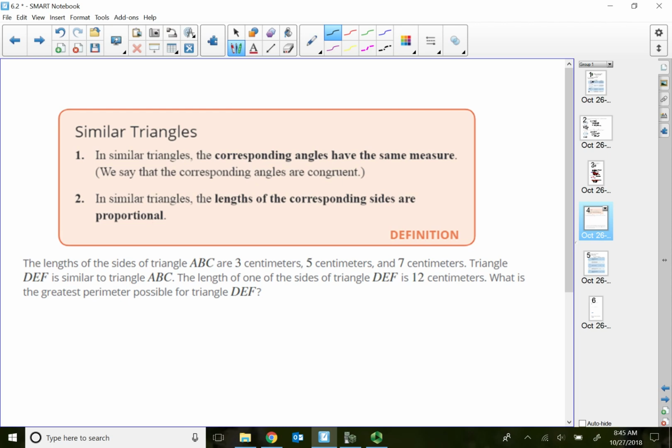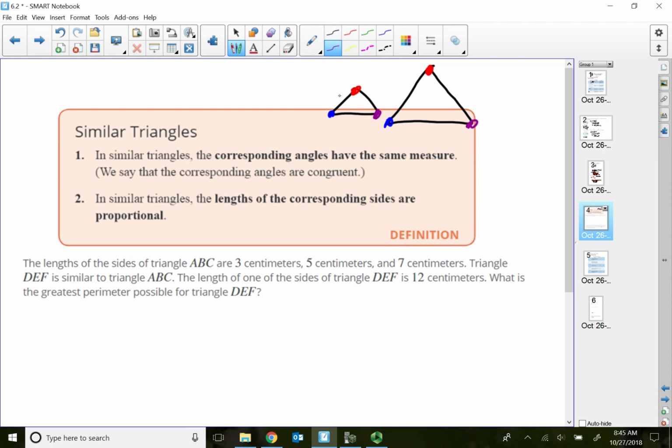are proportional. This is just another way of saying, if I have two triangles and I can match up their vertices first, and each corresponding angle is also the same, then the lengths of the corresponding sides are proportional. That simply means one is bigger than the other.